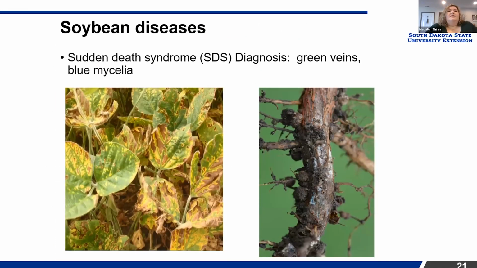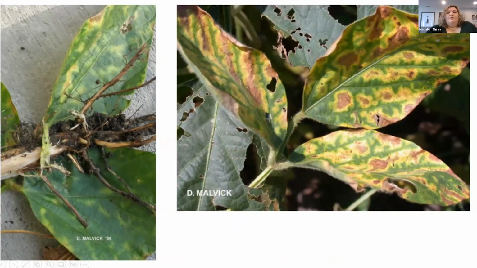The next disease is sudden death syndrome. We did see a little bit of this in South Dakota last fall, but not too much. The symptoms of it are the green veins and the blue mycelia, which you can kind of see in this picture here. Here's some other pictures from, I believe, Minnesota of SDS. Again, you can see those green veins that remain on the leaf and a little bit of that blue mycelia that's starting to develop in here.